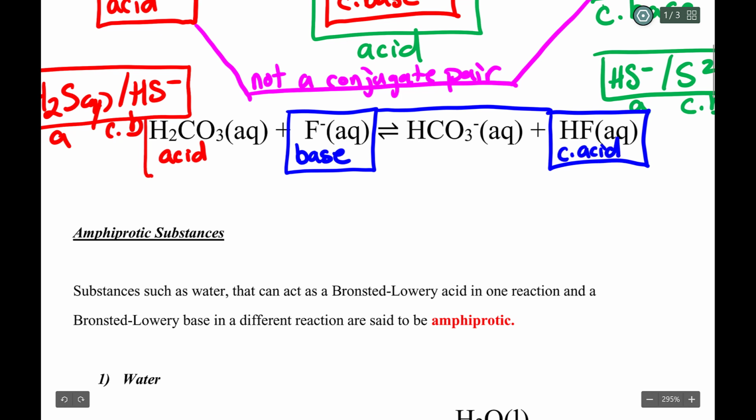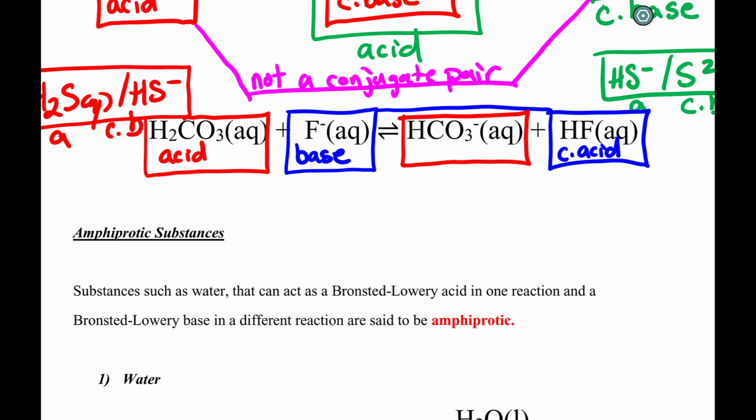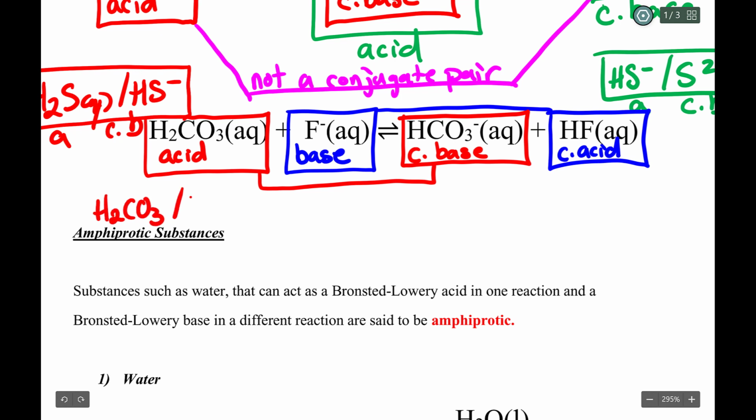Now, when I look at H2CO3, this is the acid. This looks very similar to HCO3-. It only differs by one proton and a positive or negative charge. This must be my conjugate base. So there are my two pairings. My pairings are H2CO3 and HCO3-. This is the acid and this is the conjugate base. And over here, I have F- and HF, where F- is the base and HF is the conjugate acid.